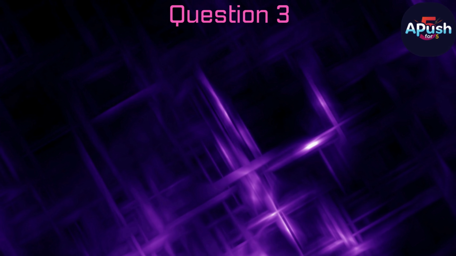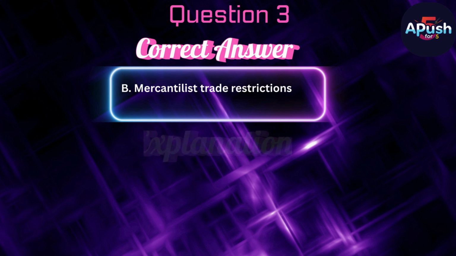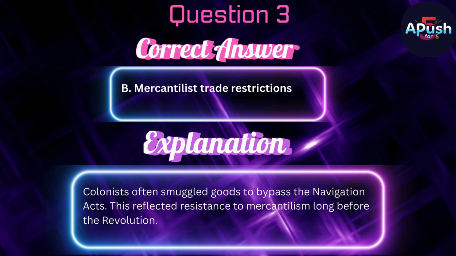The correct answer is B. Mercantilist trade restrictions. Colonists often smuggled goods to bypass the Navigation Acts. This reflected resistance to mercantilism long before the Revolution.